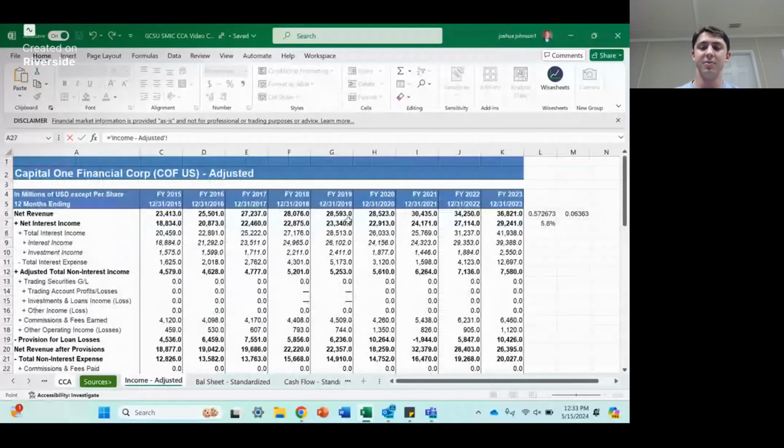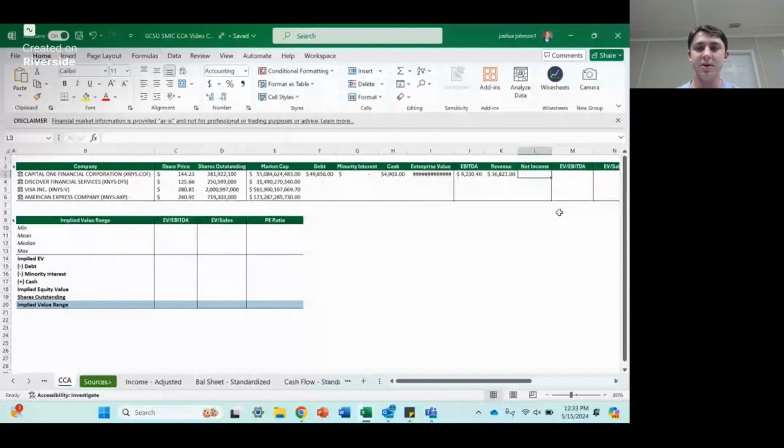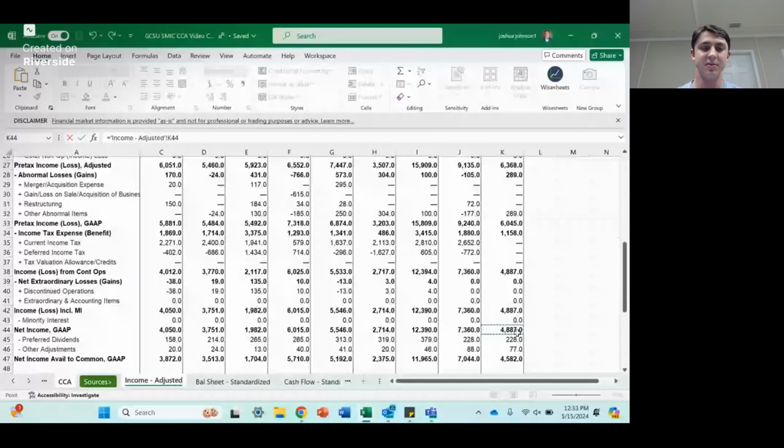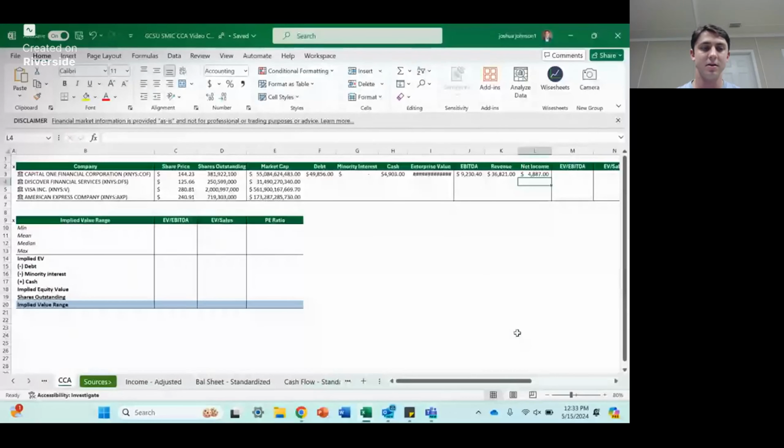And then revenue, that one will be pretty easy to find. Obviously it's on your income statement. I'm going to go up here, let's do net revenue. Boom. And your net income, that's pretty easy. We just found that right there. Net income GAAP, got that there. And now you would repeat this for each company. So I'm going to go and do that.